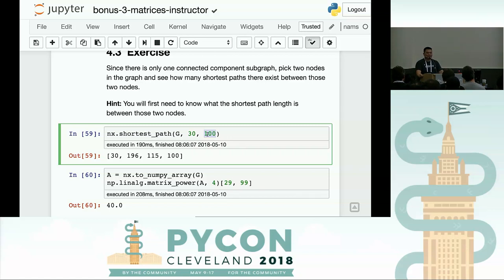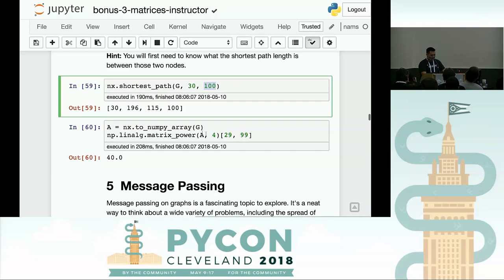All right? So here's the very interesting thing. Someone asked just now, does the shortest path algorithm return all of the shortest paths? The answer is no. However, now that we know the length of the shortest path between those two nodes, if we took the matrix power of the adjacency matrix, so fourth matrix power, and then indexed into the appropriate node pair, we can get back how many shortest paths exist between those two nodes, all right?